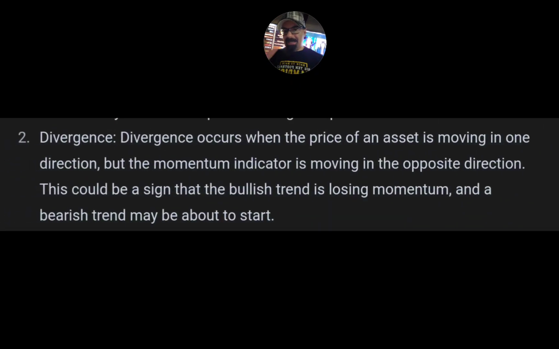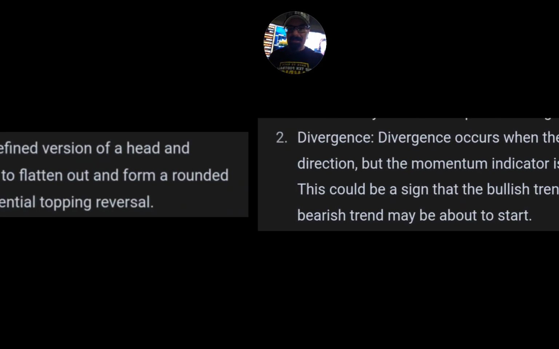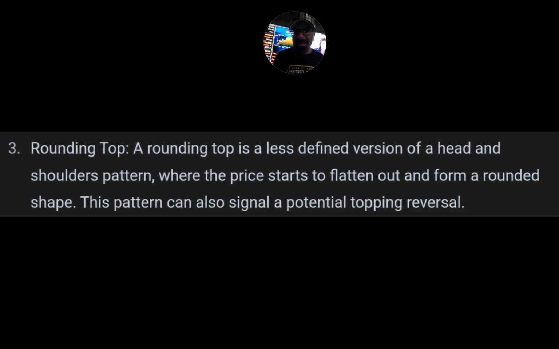Two, divergence. Divergence occurs when the price of an asset is moving in one direction, but the momentum indicator is moving in the opposite direction. This could be a sign that the bullish trend is losing momentum and a bearish trend may be about to start. Three, rounding top. A rounding top is a less defined version of a head and shoulders pattern where the price starts to flatten out and form a rounded shape.